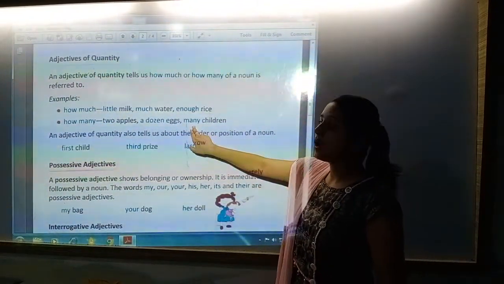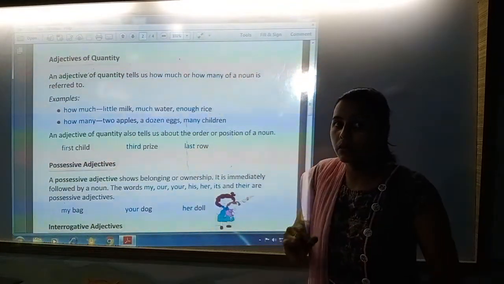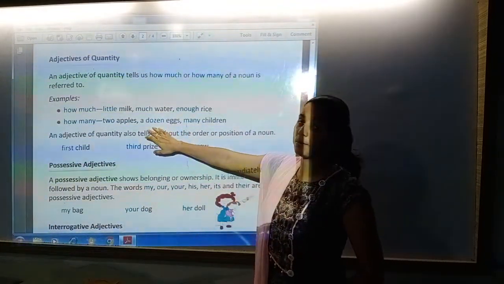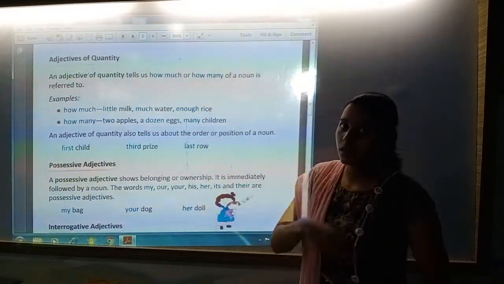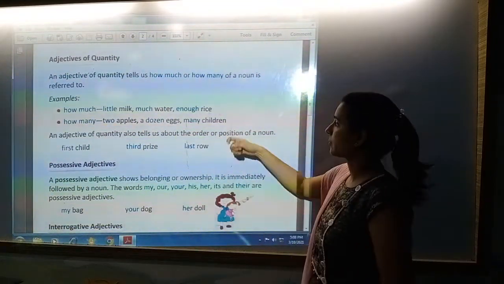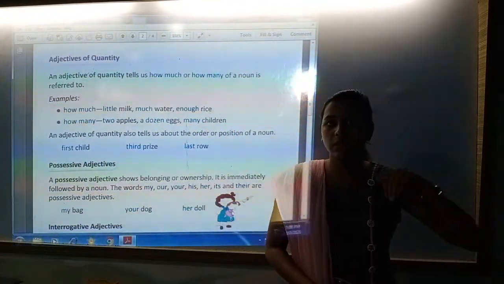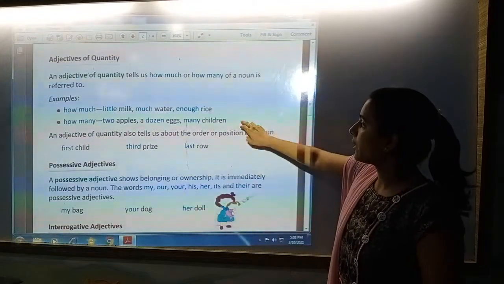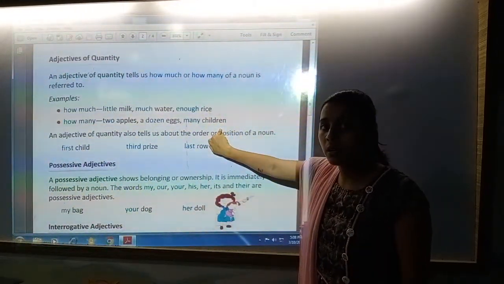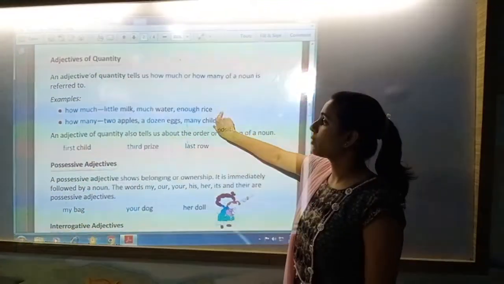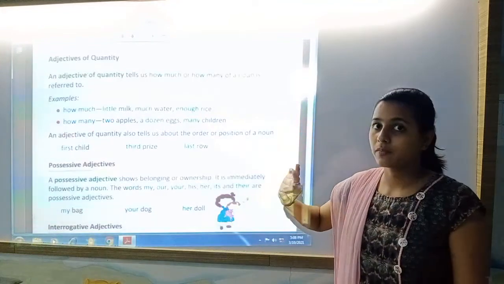Now when you ask how many, that will be countable in numbers. For example, 2 apples, that can be counted. Eggs, a dozen, that means 12 eggs. Children, many children, that means you can count the number of children. So when you ask how many, you will get the answer in number. And when you ask how much, the answer you will get is in quantity.